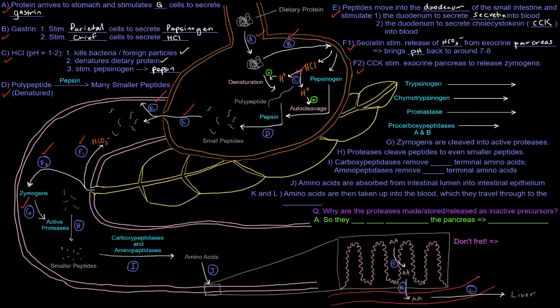Okay, so the trypsinogen is cleaved by enteropeptidase to become trypsin. And then that trypsin will go through and cleave all of these other zymogens into their active form. So chymotrypsinogen will be cleaved by trypsin to become chymotrypsin, and then proelastase will be cleaved by trypsin to become elastase, and procarboxypeptidases A and B will be turned into carboxypeptidases A and B. Okay, so that's part G there, getting all those zymogens to be active.